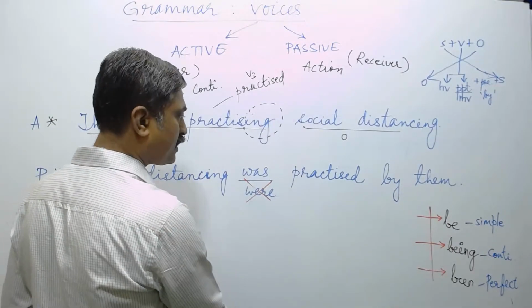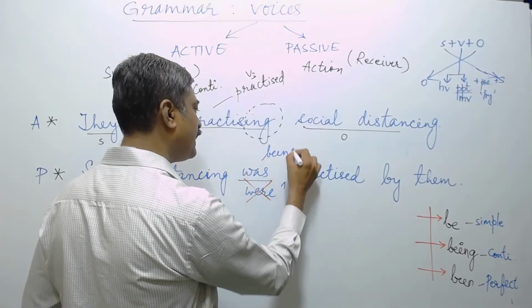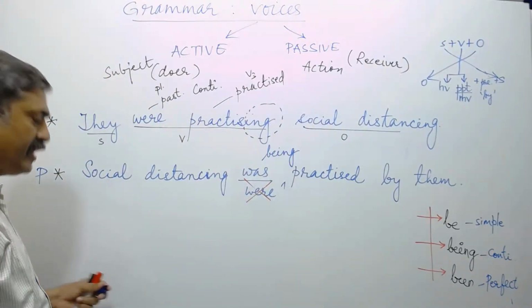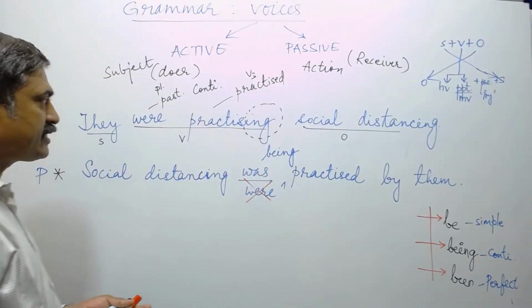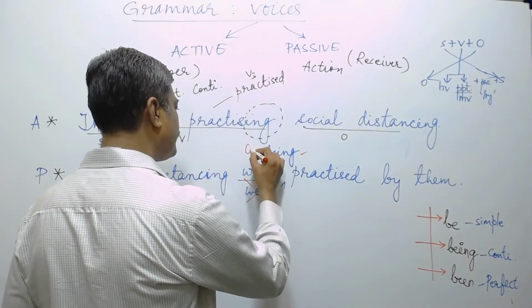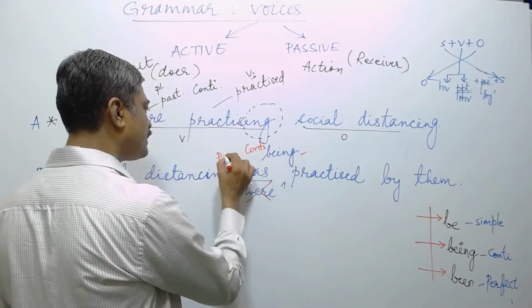Then we say social distancing was, right? We use this being here. Okay. Social distancing was being practiced by them. So when we add this being here, this gives us the continuous tense, and was gives us the past tense.